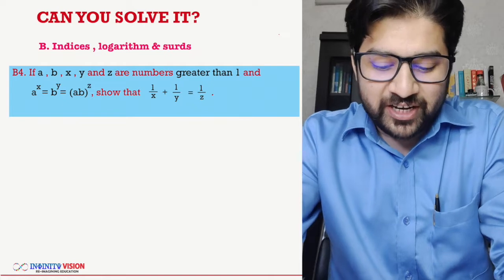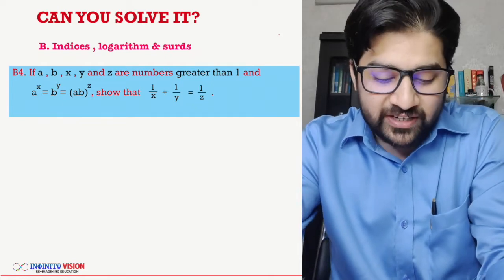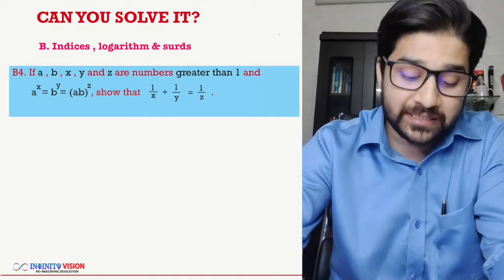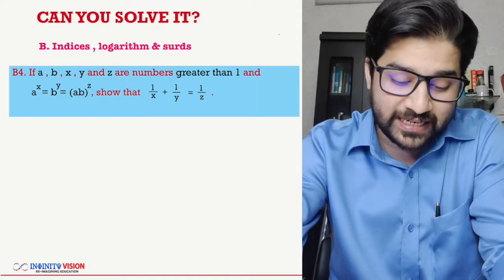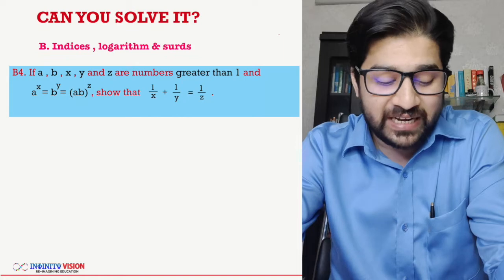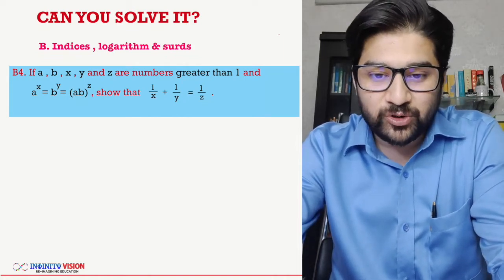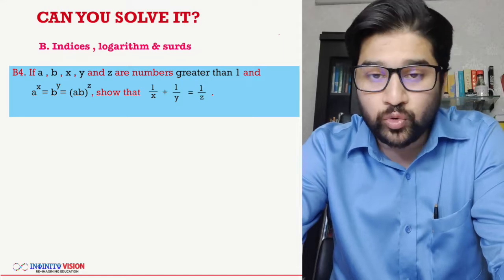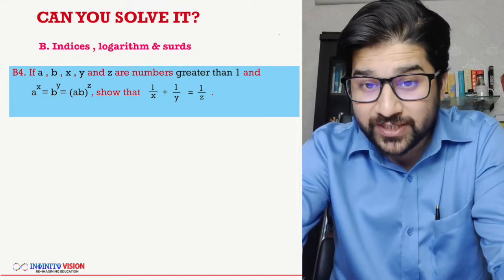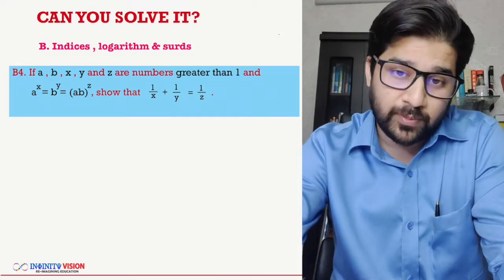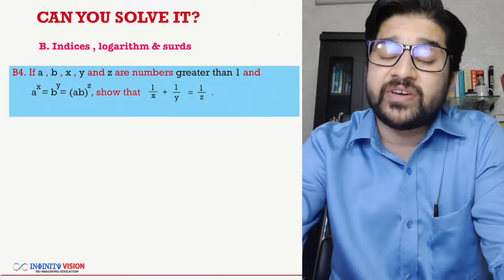Hello students, I welcome you to the Can You Solve It series. This question is from Section B, that is Indices, Logarithm and Surds, and this is the fourth question of this section, and that is why we have named it B4. Before we start reading the question and solving it, I must tell you who can solve this question very easily. All the students from 9 to 11 can easily solve this problem. I would rate this problem as a very easy problem.